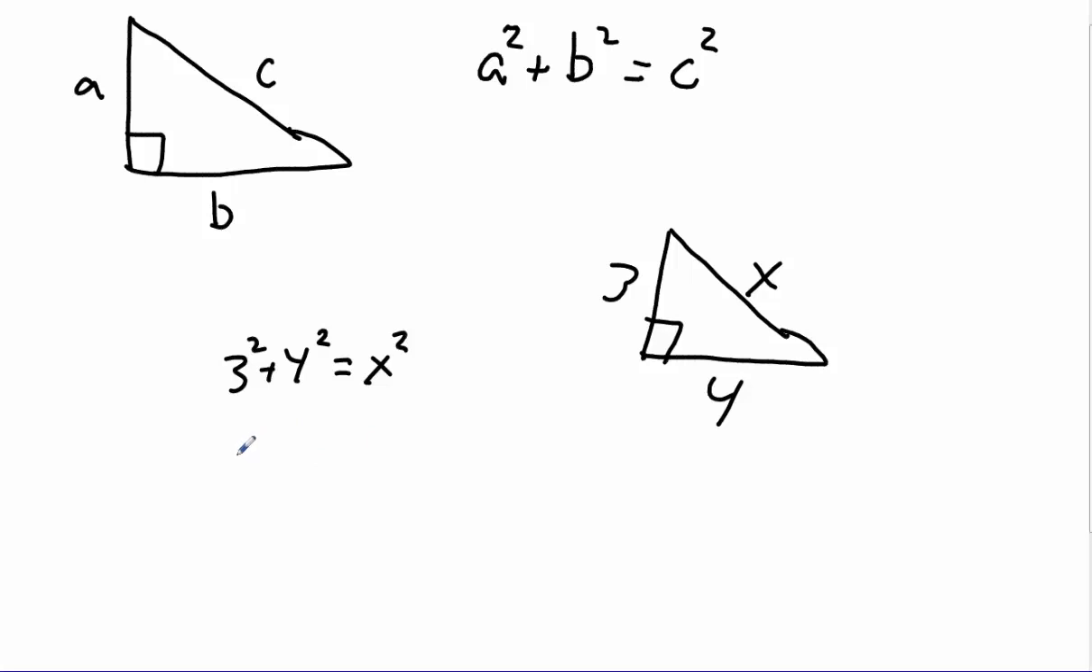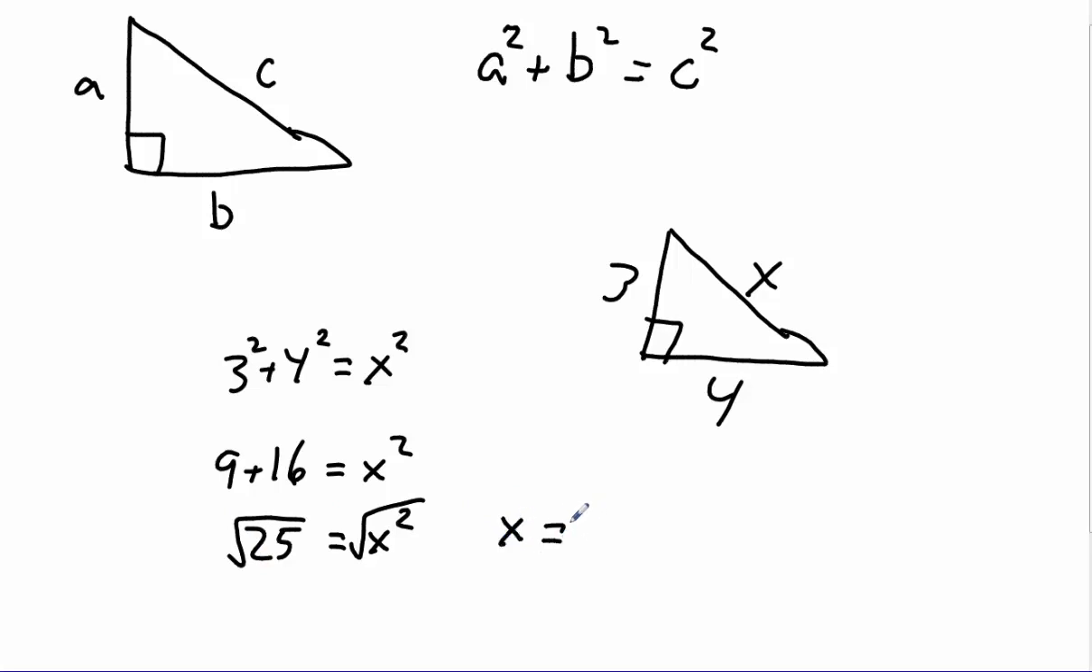Okay, and it's just an equation, so you just simplify it. So we get 9 plus 16 equals x squared. 9 plus 16 is 25, so 25 equals x squared. To get x by itself, you square root both sides, and you get x is equal to plus or minus 5.